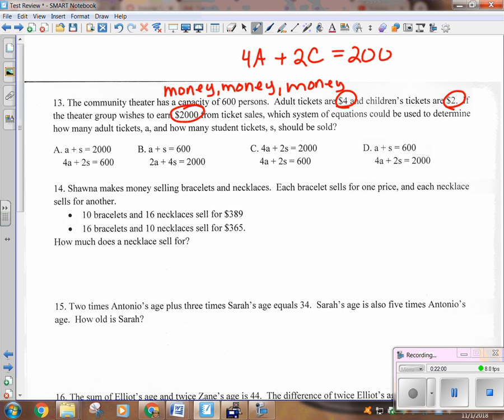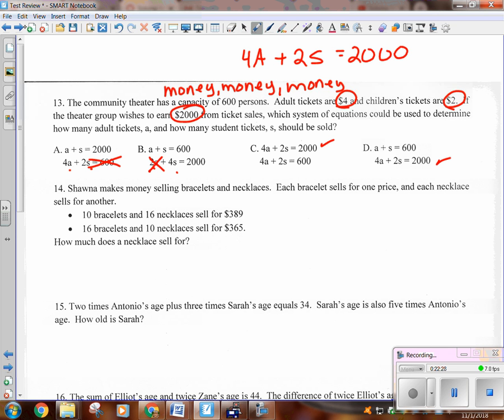Okay, and I'm looking. 4A plus 2S, student tickets. I guess they used S for student. I used a C for child. Same thing. That one says equal 600, and I have to equal, I think, $2,000. 2A plus 4S. Nope. Should be a 4 with A. So that one's out. 4A plus 2S, this one's looking good. So I've narrowed my choices to C and D.